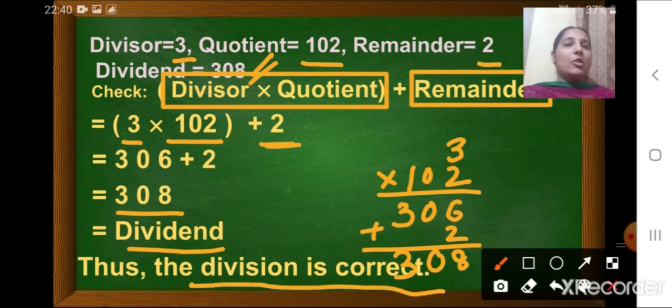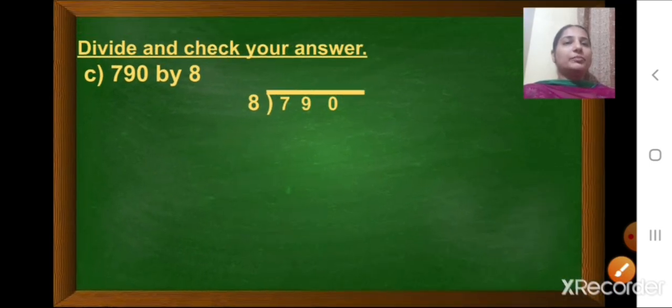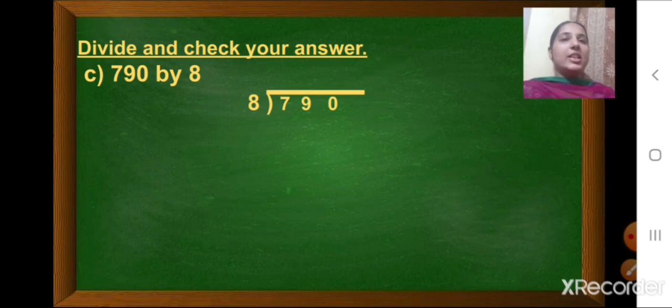Got it, children? To check, we multiply divisor by quotient and then we add the remainder to it. Okay? And then if we get the dividend, that shows that our division is correct. Okay? Now let's move to the next question. Question number C is divide 790 by 8, and then we have to check the answer.